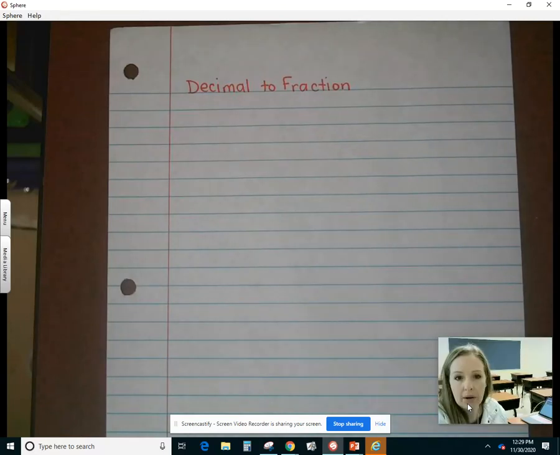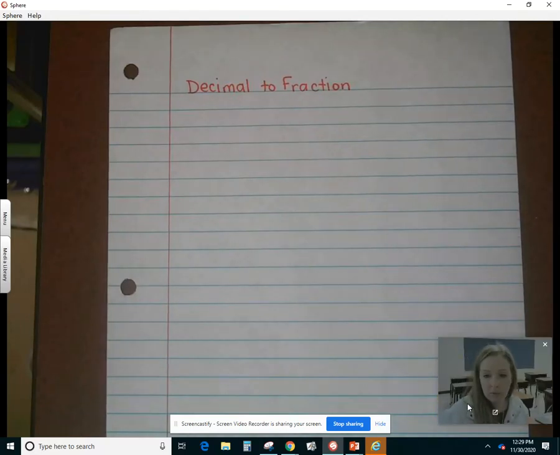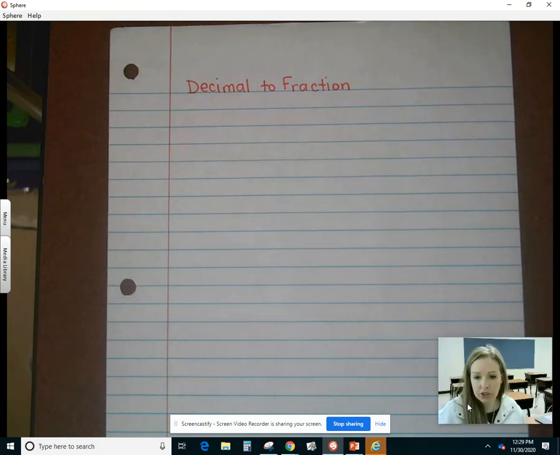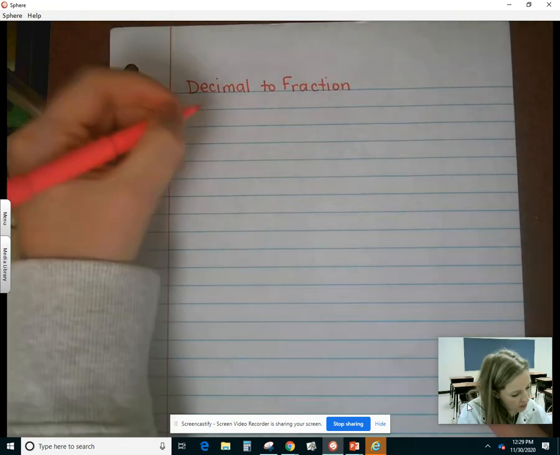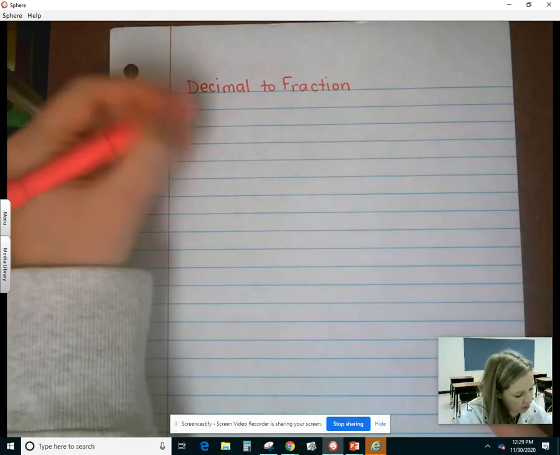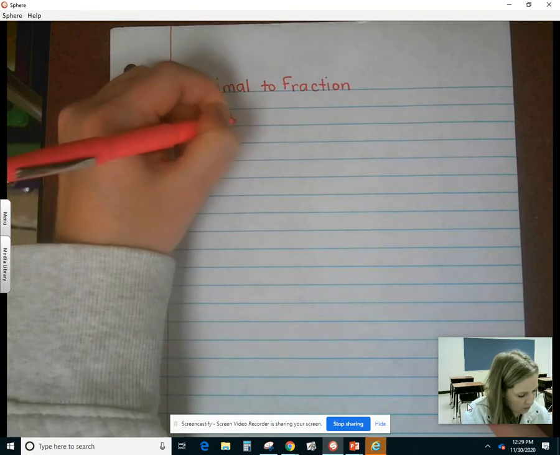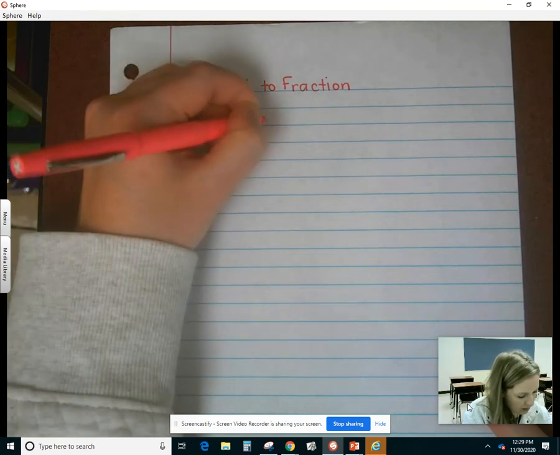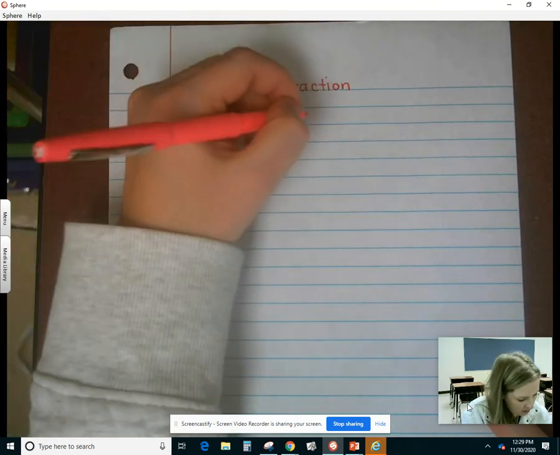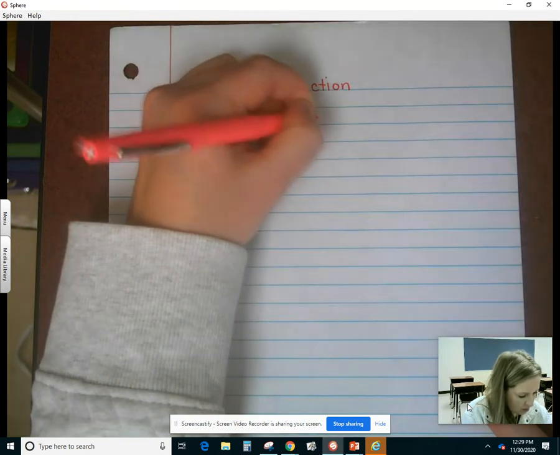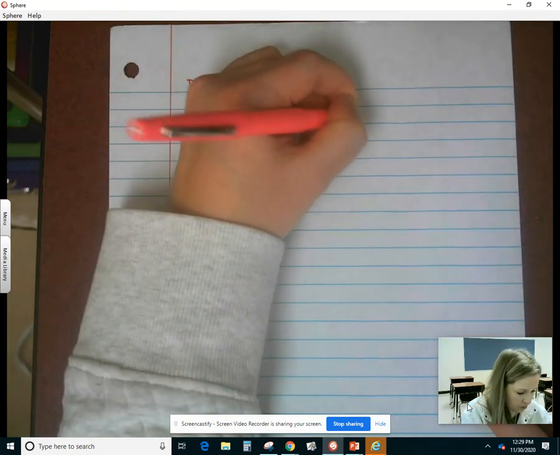Okay, so we're going to talk about how to convert a decimal to an equivalent fraction. And so there's 3 steps to this. The first thing is that you have to kind of say the decimal to yourself. And you want to say it with the correct place value.